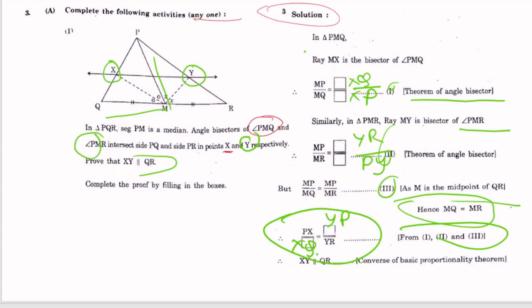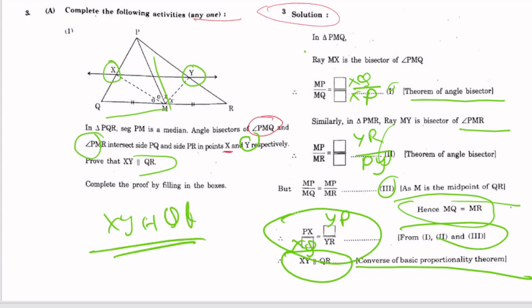The moment you get this relation, by the converse of the basic proportionality theorem, you get XY is parallel to QR. You can say that because PX upon XQ is equal to YP upon YR. If these two ratios are equal, then these two lines are parallel. This is nothing but the converse of the basic proportionality theorem, and if you know this theorem, you will not have any doubts. Okay, now proceed to the next question.